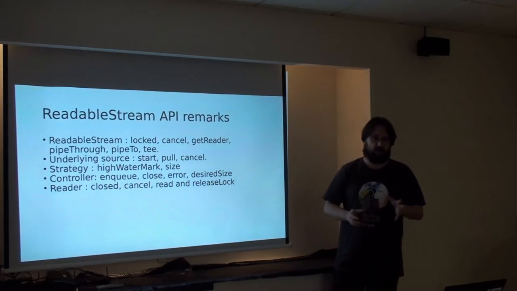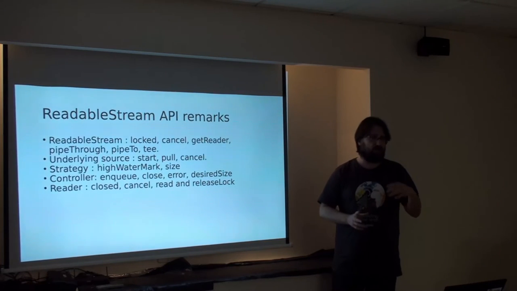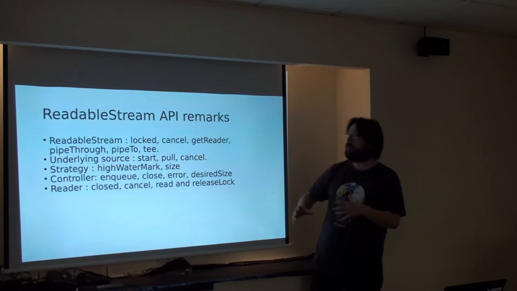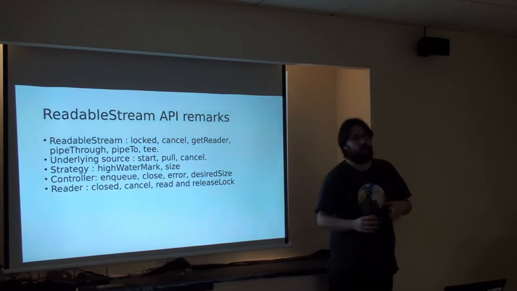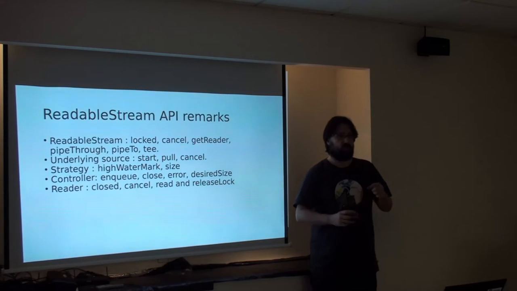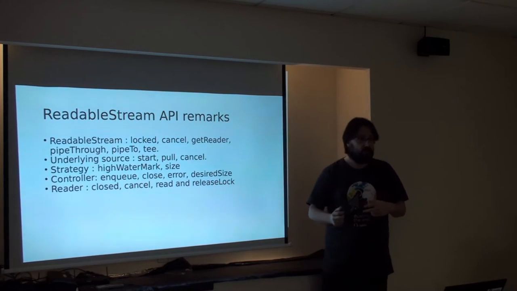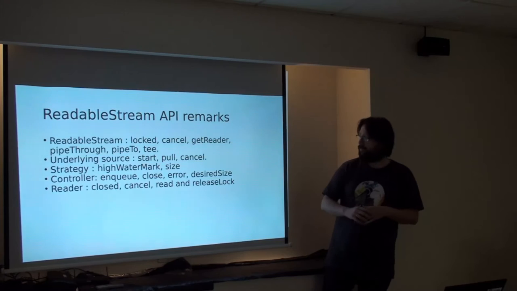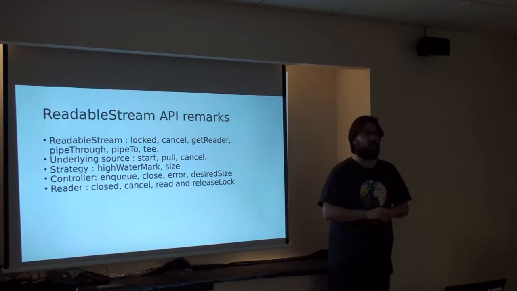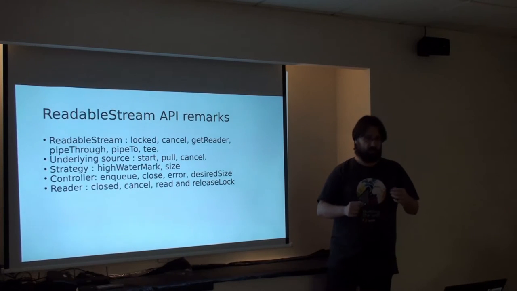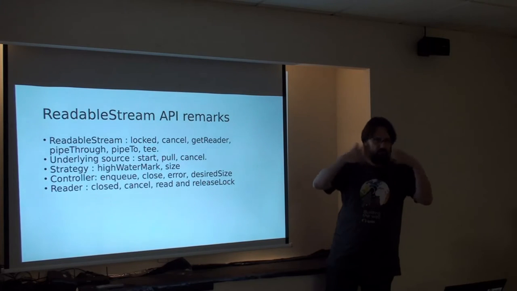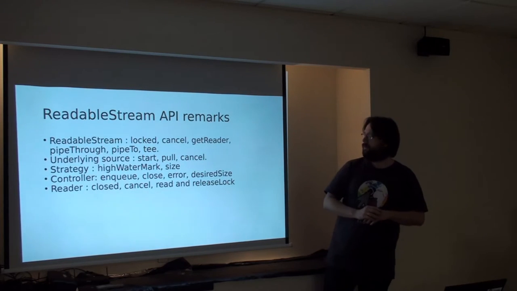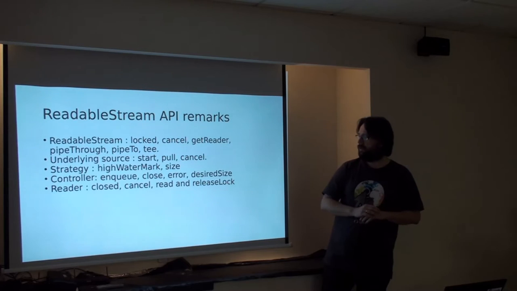So actually there are two strategies specified in the spec, and two built-in objects that you can create, which are the count queuing strategy, which counts the number of chunks that you can have, and then you have the byte length queuing strategy, which counts the bytes inside the chunk. But you could have, you know, whichever strategy that you'd like.